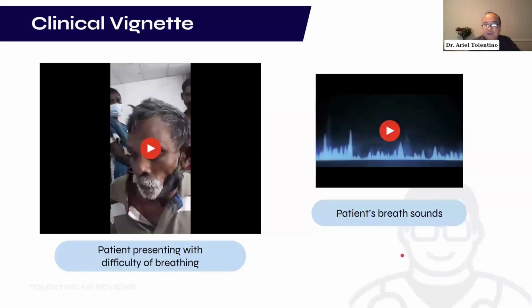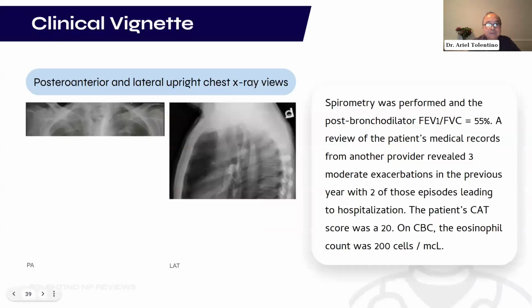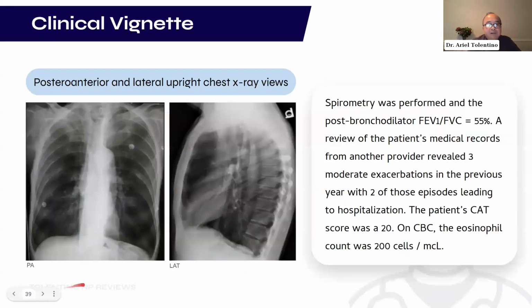Okay, since we heard the breath sounds, let's go to the next. We have radiologic findings also. We have the posterior anterior view and the lateral view, upright positioning of the patient. Take note about the degree of lucency on the lung fields, the appearance of the cardiac silhouette, the appearance of your diaphragm, and also the anterior posterior diameter. Take note of that, and the retrosternal space.